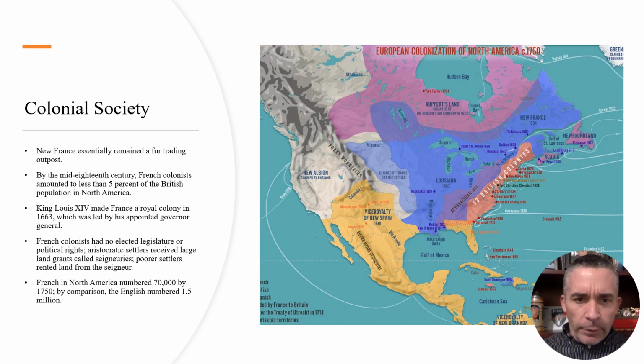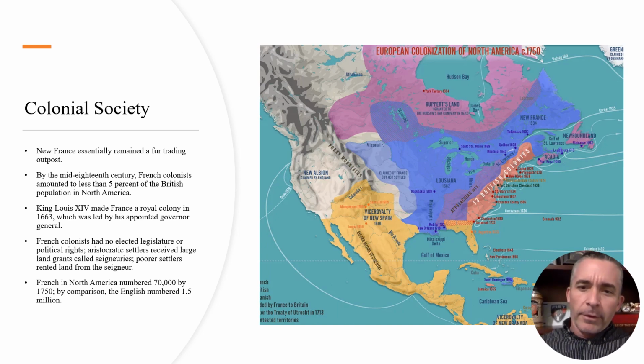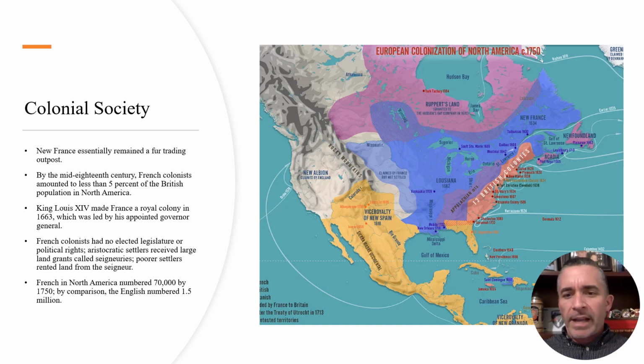King Louis the 14th made New France a royal colony in 1663, and he appointed a governor general who was an absolute monarch, autocratic. In contrast, the English colonies were somewhat self-governing. They had elected legislatures, and they were autonomous both politically and economically. So New France, on the other hand, was autocratic, and the monarchical rule was absolute through the king-appointed governor general.